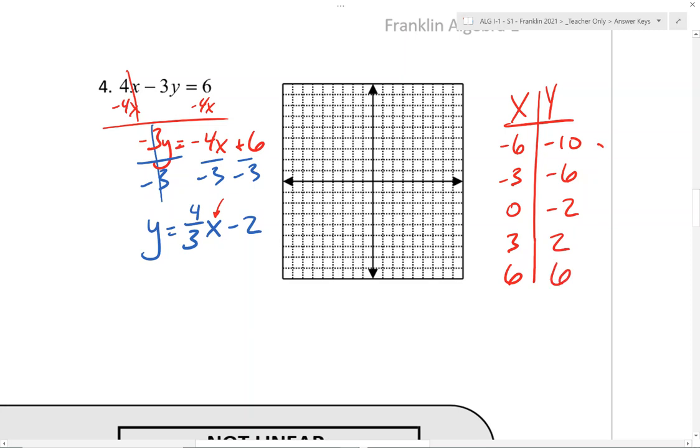And again, if you look, we have a pattern. We are increasing this by 4 every time, which again is that coefficient there on the x. The reason why the 4/3 doesn't come into play is because we changed our inputs to be divisible by 3. Okay, let's graph it. So -6, -10 is off the graph. -3, -6 is here. 0, -2, 3, 2, and 6, 6 right here. So you see these are quite a bit more spread out, and that's because our x values are more spread out. But that's fine, we get the same graph.